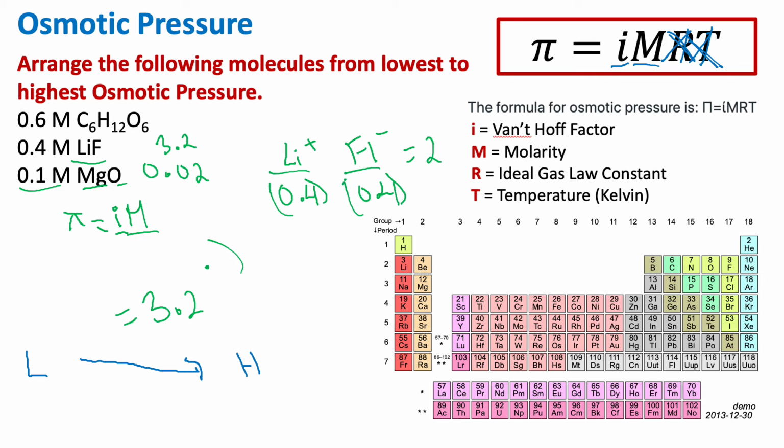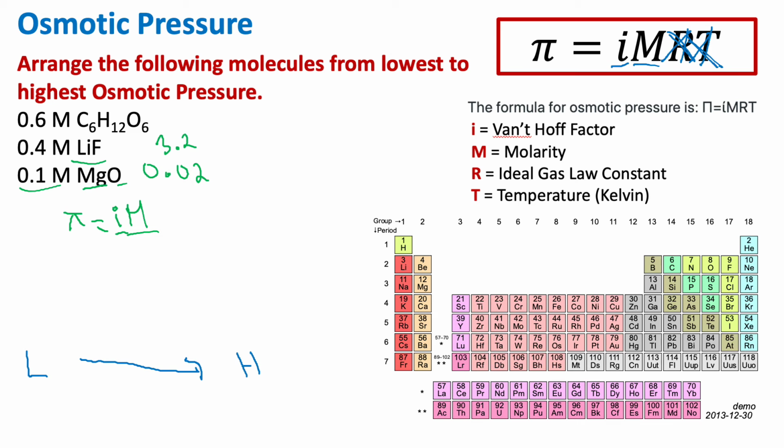Now taking a look at our last molecule, we have glucose. Glucose is not an ionic compound, so it's not going to dissociate into its cations and anions. However much stuff that we start off with, that's how much stuff we're going to end up with. So our Van 't Hoff factor in this case is going to be 1 because glucose is not an ionic compound and it will not dissociate into cations and anions. Then the molarity, if we only have one of the stuff, is simply going to remain as 0.6. So glucose is going to have an osmotic pressure of 0.6.